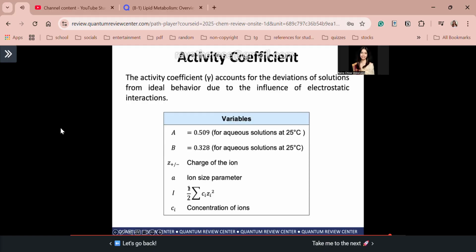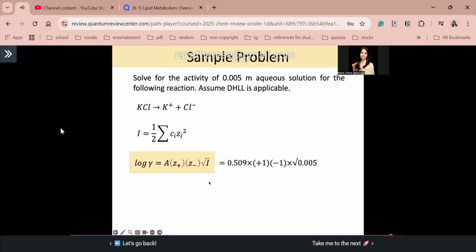And then I, this is important, guys, memorize this: I is equal to 1/2 times the summation of the concentration of the ions times the charge of the ion squared, okay? That square is on the charge of the ion only, okay? Again, guys, you should memorize this, okay?